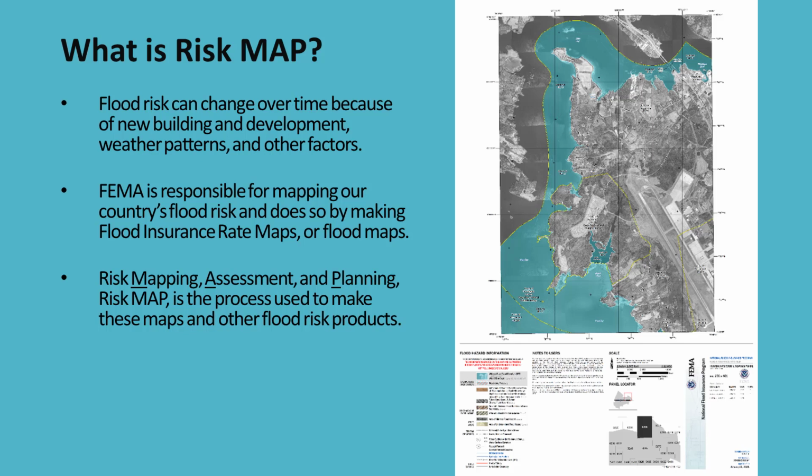FEMA, which stands for the Federal Emergency Management Agency, is responsible for mapping flood risk in the United States. The agency and its partners do this by creating and publishing flood insurance rate maps, also known as flood maps. Risk mapping, assessment, and planning, or Risk Map as it's spelled, is the process used to make these maps.